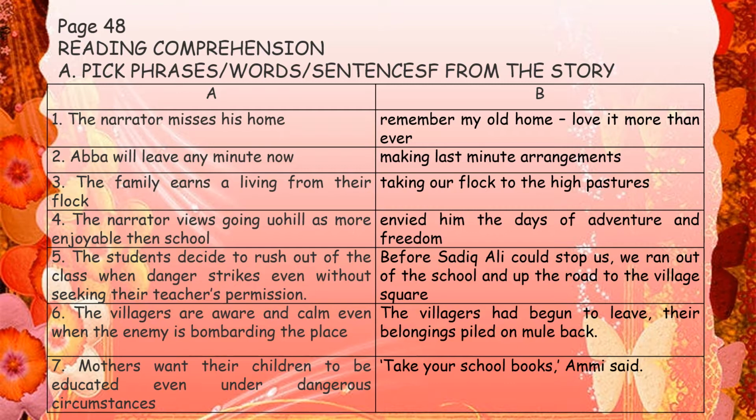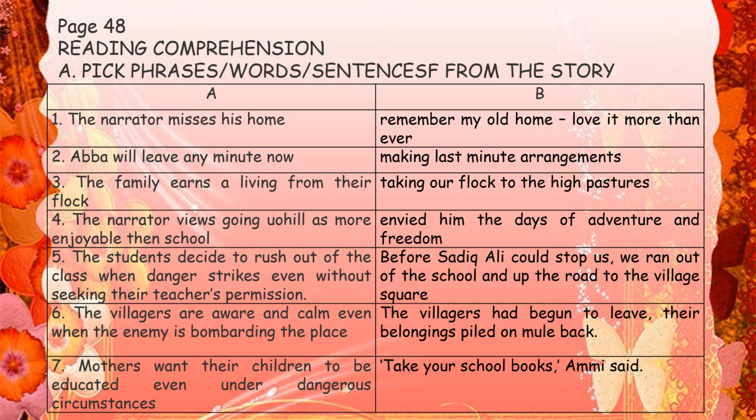Okay, the first one is telling where the narrator misses his home. That is the first paragraph. In that, remember my old home, love it more than ever. Second one, Abba will leave any minute now. That's the second paragraph, making last minute arrangements. Third one, the family earns a living from their flock. That's also there in the second paragraph, taking our flock to the high pastures.